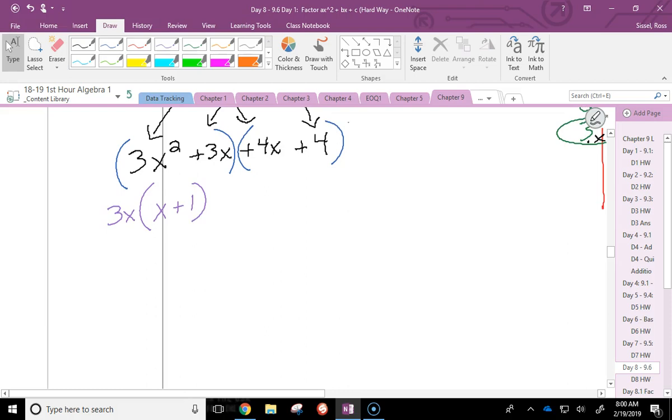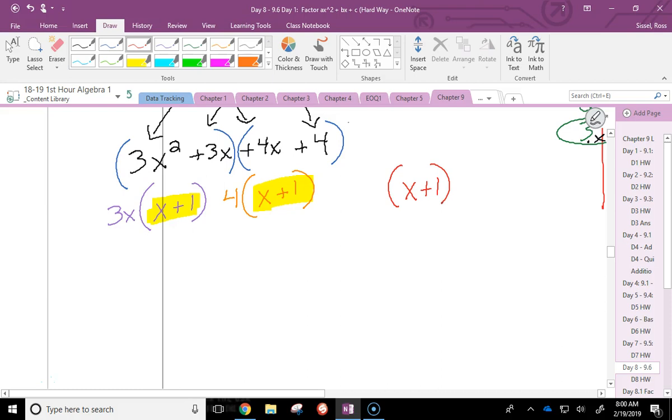What am I going to pull out of 4x plus 4? 4. 4x divided by 4 is x. 4 divided by 4 is 1. What do we notice now? X plus 1 is the same. We have the same right here. Every single time you will. If you don't get those two to be the same, you've made a mistake. Because these two match, that is one of my answers. So one of my answers is x plus 1.